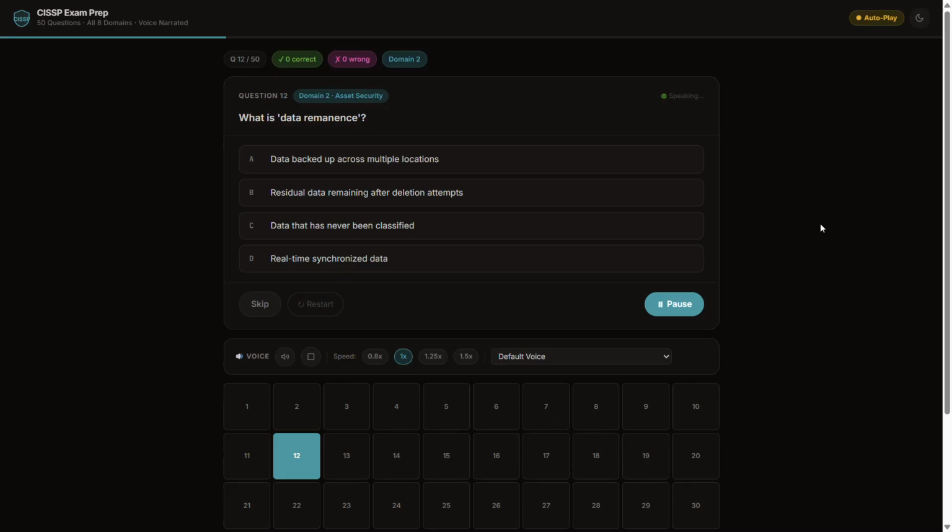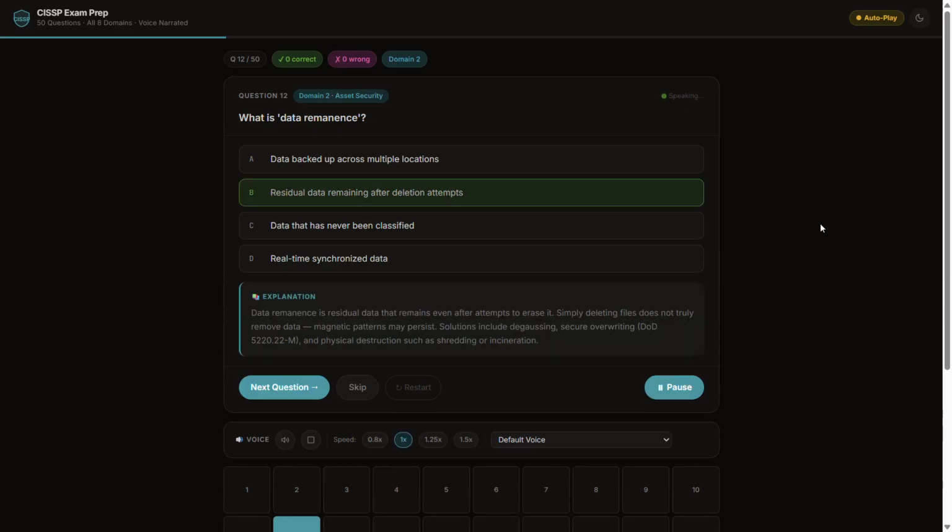Question 12. What is data remanence? Options: A. Data backed up across multiple locations. B. Residual data remaining after deletion attempts. C. Data that has never been classified. D. Real-time synchronized data.